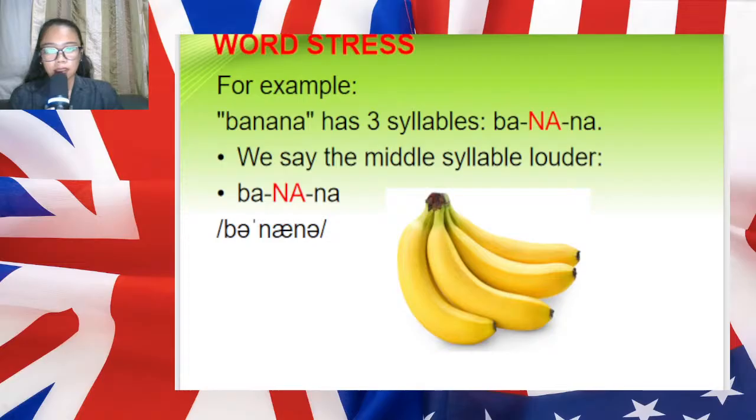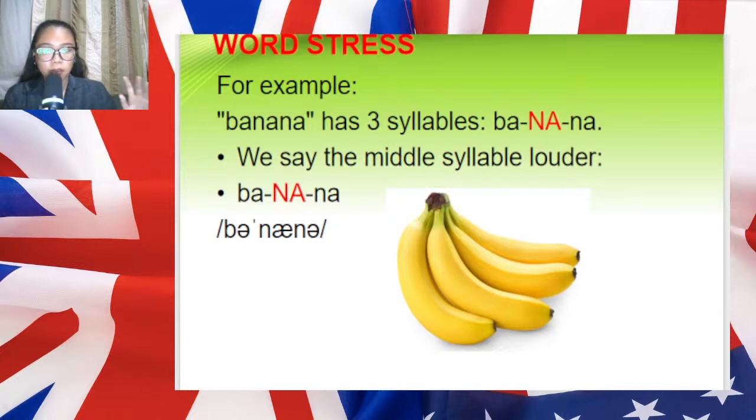All right, now that we understand what word stress means, let's look at a simple and fun example to make that idea really click. So take the word banana. Okay? It's a familiar word, right? And as you can see on the screen, that's how banana looks if you're not familiar with it. But I think everyone's familiar with the word banana and what it is.